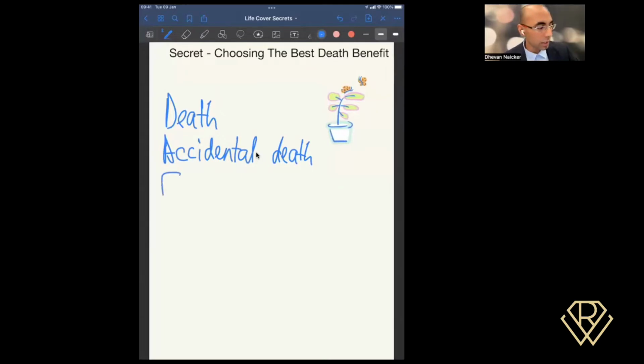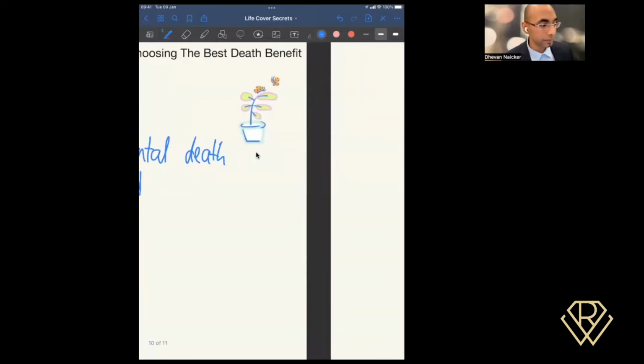And then the last one is a funeral benefit. And a funeral benefit, we'll start to have a look at the differences in terms of the options. But as you know, it's just an amount of money that is sufficient to cover what the funeral costs come to. So these are your 3 options that are available. Now let's start to have a deep dive into each of them and see which one's going to be more appropriate, or if perhaps you're needing all of them.